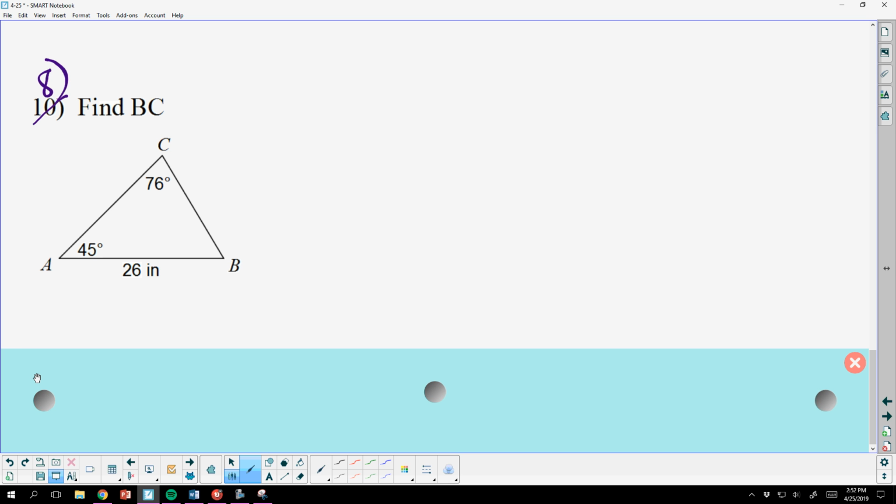All right, so this one, it's not a right triangle, right? So do we have an angle and its opposite side length? Yes, we have angle C and side C. So law of sines says that we can go sine of angle C, which is 76, over side C. So side C is what? 26.